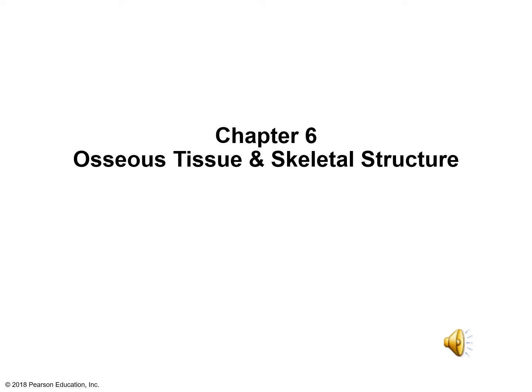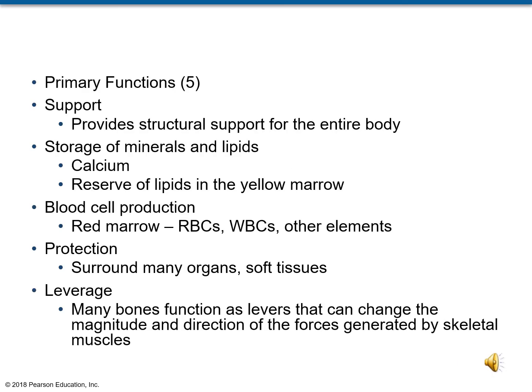Chapter 6, Osseous Tissue and Skeletal Structure. Primary functions of the skeletal system, there are 5. The first one is support, which provides structural support for the body.